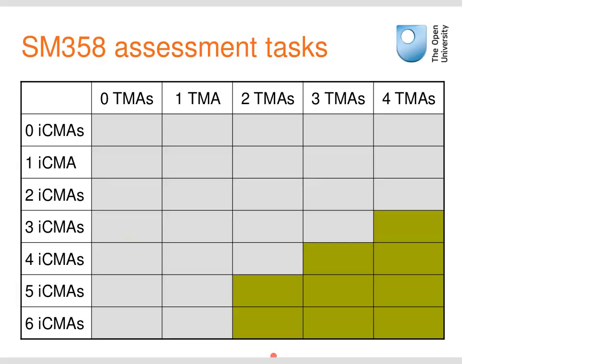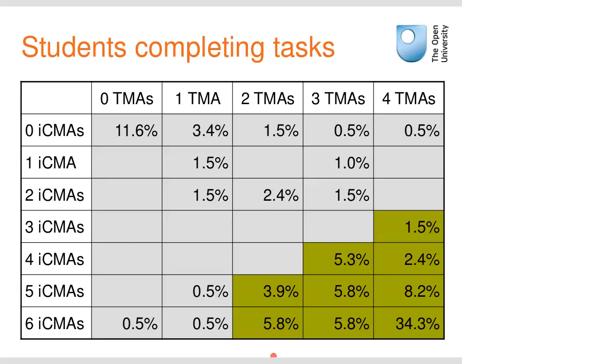The rule was you had to choose seven of the assessed activities and do at least those. So you could just do four tutor-marked ones and three computer-marked ones. You had to do at least two tutor-marked ones. So you had to be somewhere in the green area in terms of what you actually handed in. And you could do more, so anywhere in the green area, and this is what students actually did.